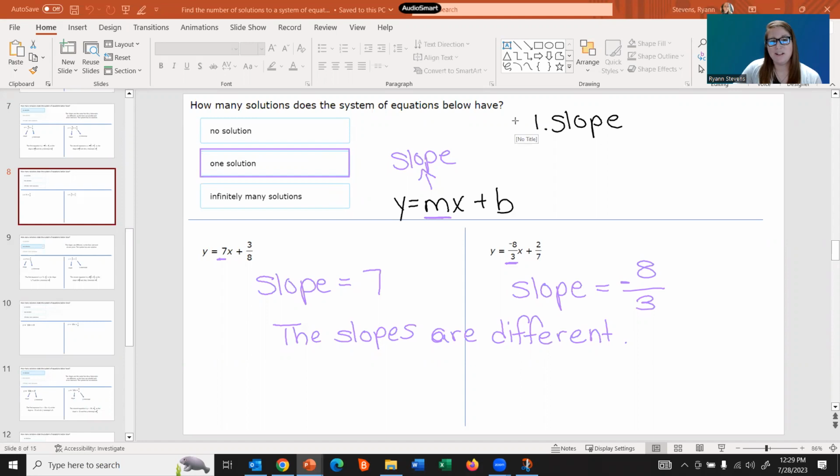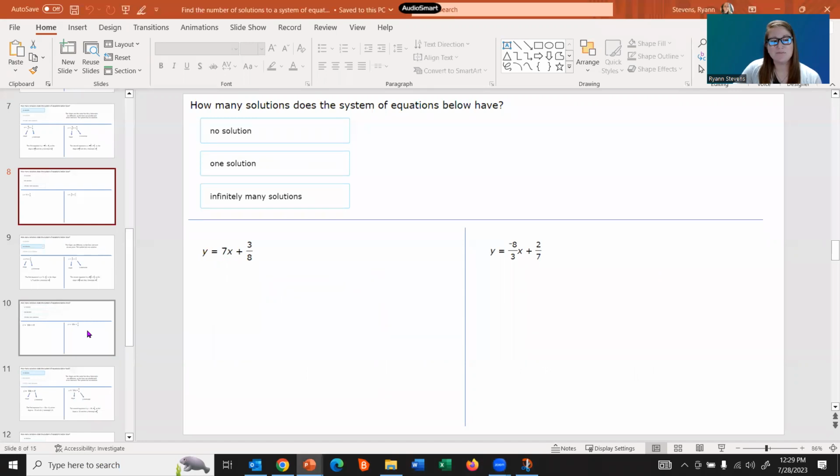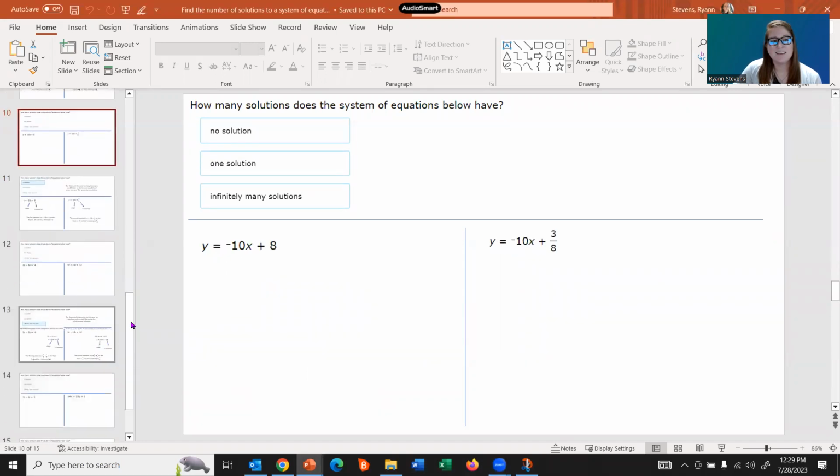All right, we're going to keep going. A couple more examples. How many solutions does this system of equations have? We have y equals negative 10x plus 8, and y equals negative 10x plus 3/8. Just looking at this, some of you might have already thought of the answer of what it would be.